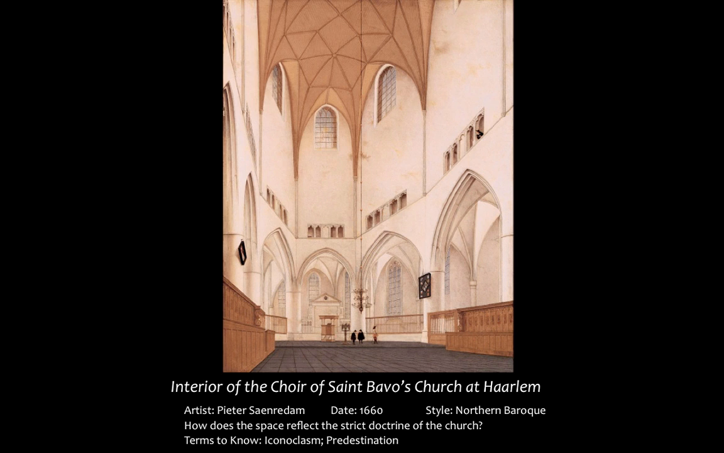So here's an example of that. This is just a quick view of the interior of St. Bavo's Church at Haarlem. And you can just see very quickly right away that the interior doesn't have the mosaic floors. It doesn't have gold and paintings and sculptures everywhere. The walls are whitewashed. It's very simple. There's a simple chandelier and a simple reference to a coat of arms here on the side.